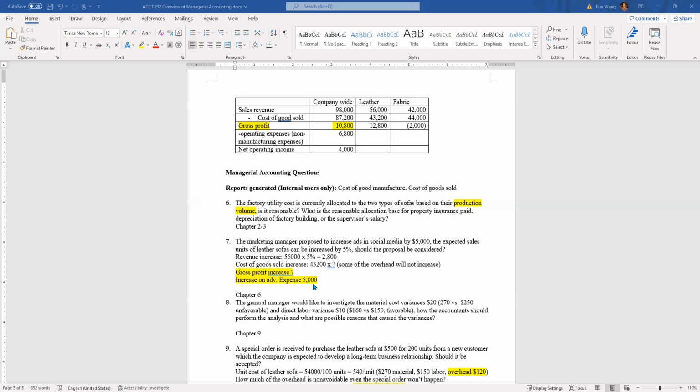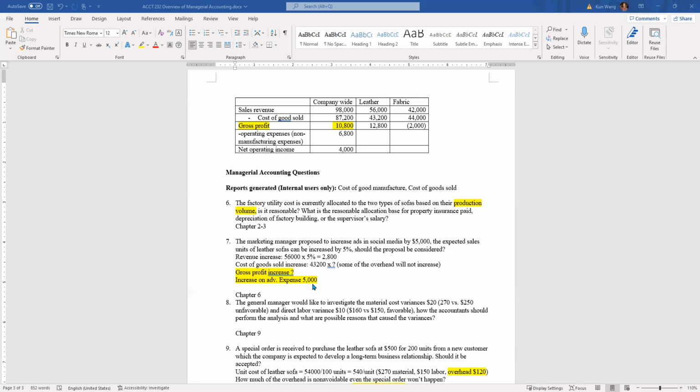For this type of analysis, we call it cost, volume, and profit analysis. So we are investigating the interaction of the sales volume, cost, sales price, and the profit.